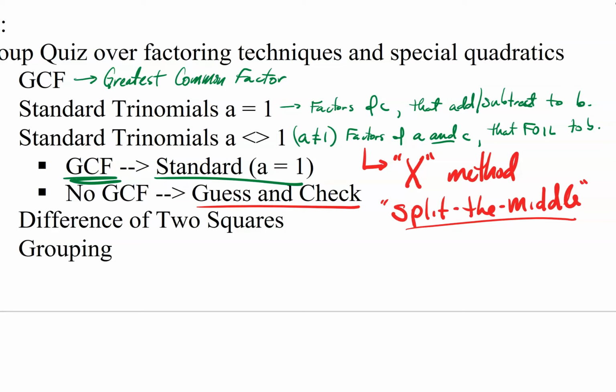Now, the difference of two squares, we saw this on occasion. That's where we only have two terms. Both have square roots. That's what we mean by square numbers. Both have square roots. And finally, there's a subtraction sign in between.